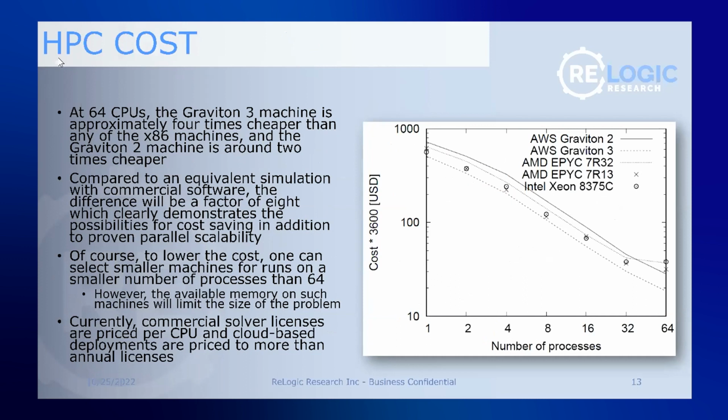So that's a pretty interesting value proposition, especially when you think about the current software licensing models for commercial solvers, where you basically have to pay for each additional CPU you want to use, and they don't scale as efficiently. In addition to that, we're not aware of any commercial solvers that will run on the ARM architecture.